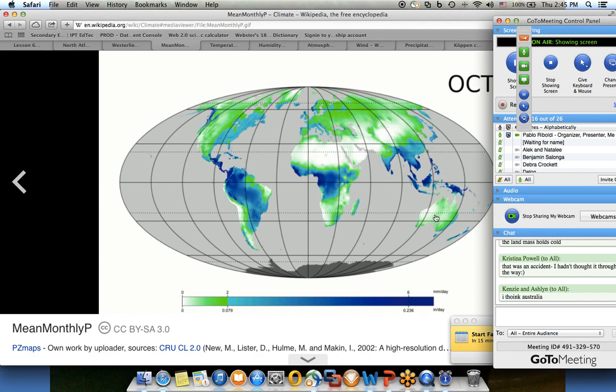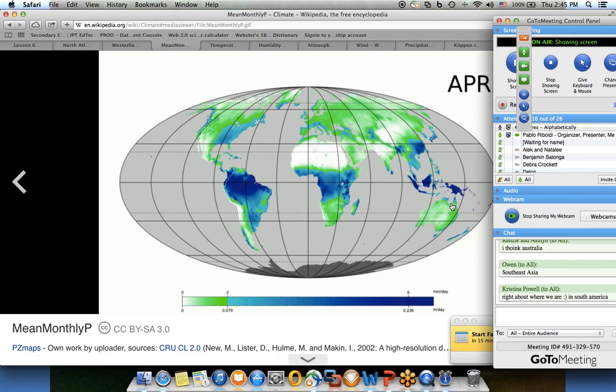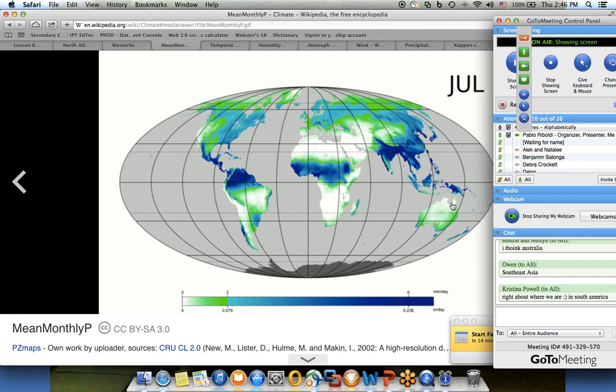So Australia, it's relatively dry, so you see mainly green. Here in northern Australia, you have precipitation during the winter. Okay.